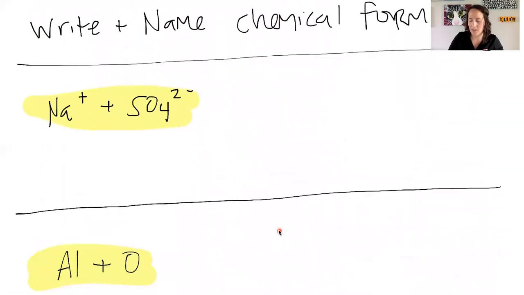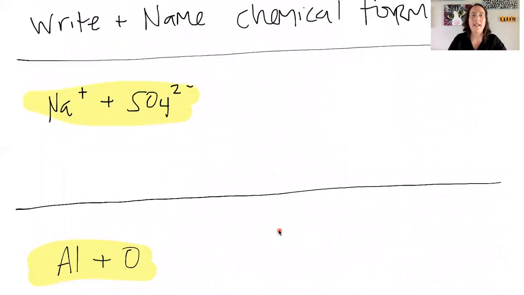But let's work a few problems. If we needed to write and name the chemical formulas for the following combinations, the first one would be sodium and sulfate. Again, the beauty of naming ionic compounds is you just state what the ion names are. So that's sodium sulfate. But how do I write that chemical formula, keeping in mind that I need to make sure that my net charge is 0.